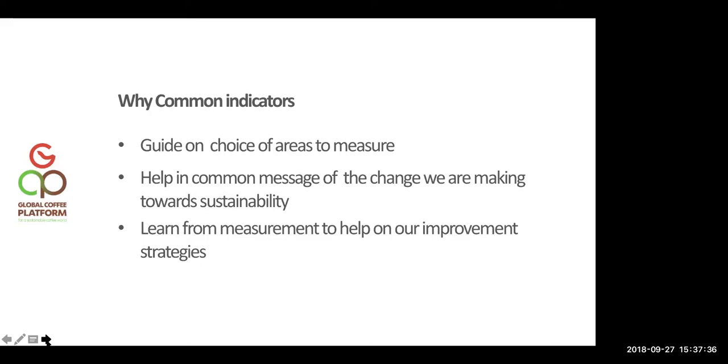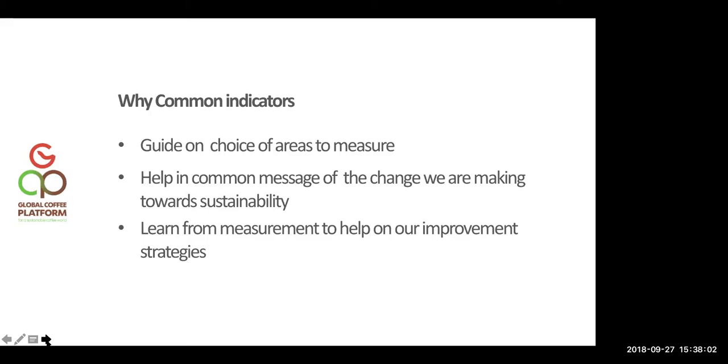So if we agree that, for instance, yield is an issue, and we agree on measuring that, then of course, even the product of that measurement comes out in a common language. And last but not least, we don't measure for the purpose of just measuring. Even the topic of today's webinar is really, we are measuring to tell how far our investments are going.